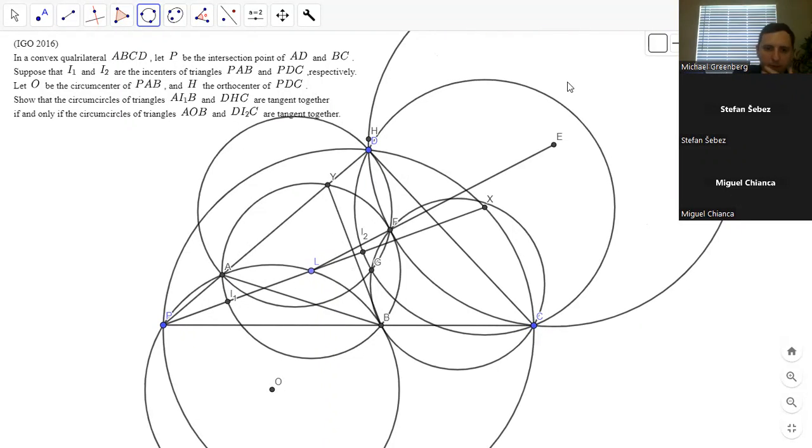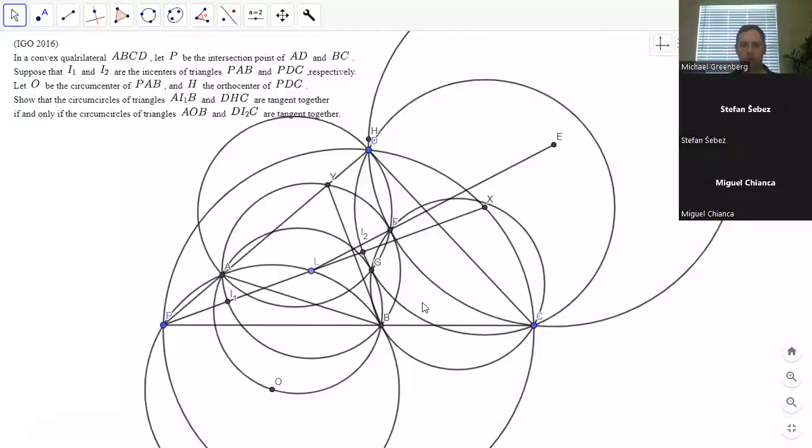And then for AOGB, let's see. So AOB is twice APB, and AGB would be ADF or PDF plus PCF. Yes, okay, so I can also angle chase that AOGB is cyclic. So you can angle chase that both of those are cyclic. And then you want to show, so basically we kind of define the problem so that these are tangent. And then using that, we want to show that these are tangent.